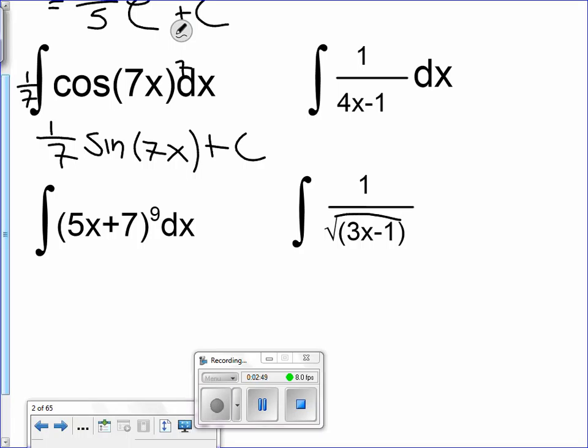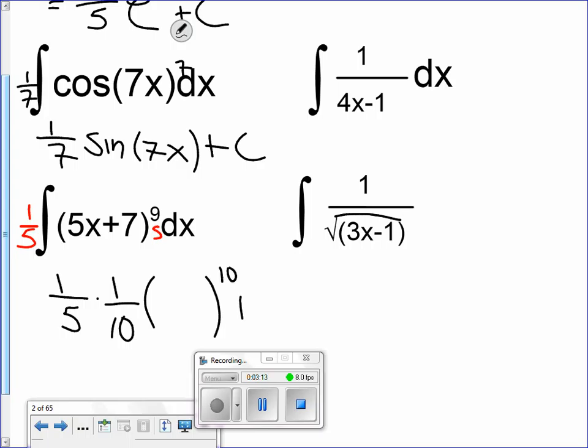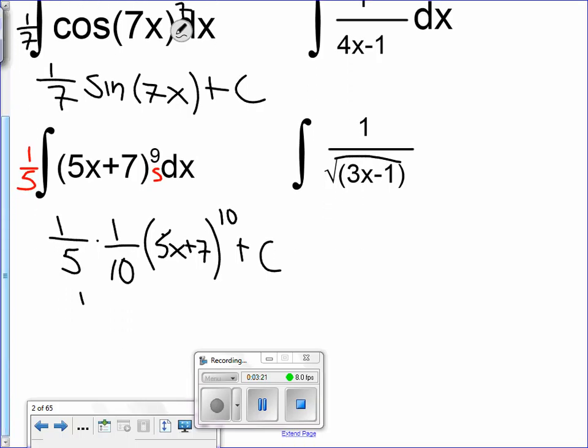All right, so this next one, what would you need? Yeah, you need a 1/5 on the outside because you need a 5 in here. So now it's like 1/5 the integral of u to the 9th du. So if you were to integrate, let me leave that 1/5 here for a second. If you integrated u to the 9th du, 1/10 u to the 10th. So you'd have 1/10 of this to the 10th. 5x plus 7. So 1/50th you'd have out front, times 5x plus 7 to the 10th, plus c. All right? See it or no?